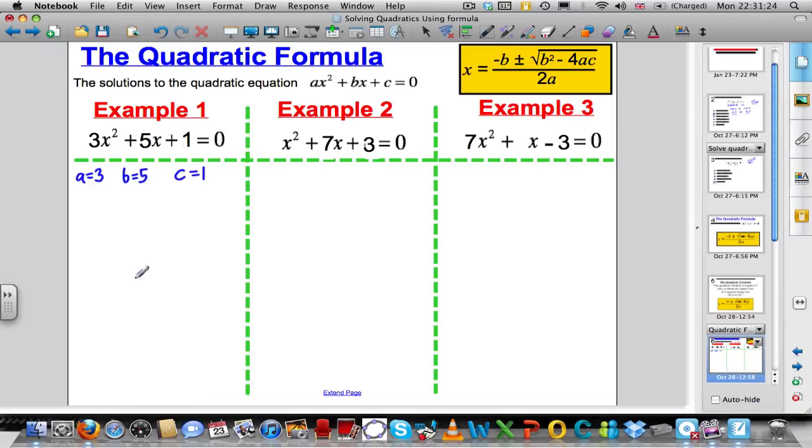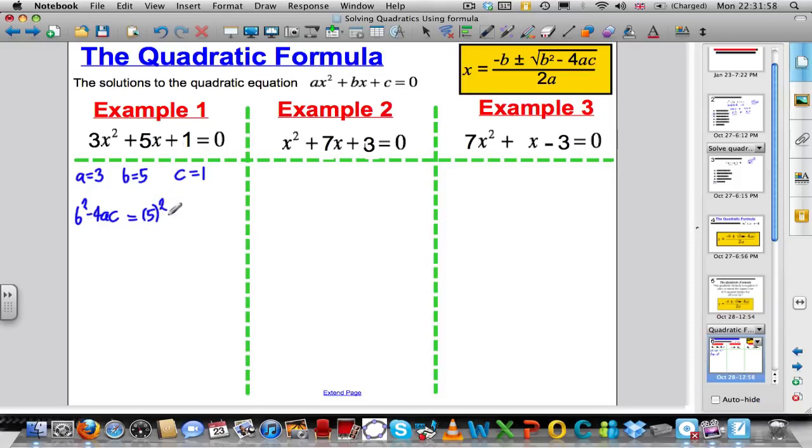The next thing we do: this expression underneath the square root, b squared minus 4ac, has a very important name in maths that you'll learn more about later on. It's called the discriminant. We're going to work it out. When you're substituting, always substitute using brackets. So b is 5, we're going to work out 5 squared, so put your 5 in brackets and square it.